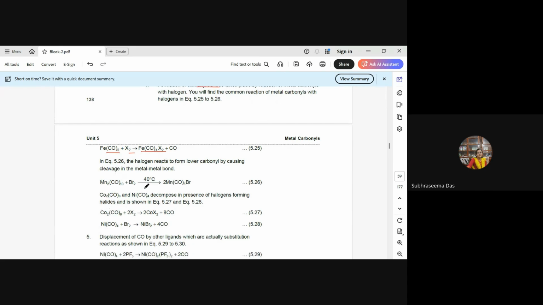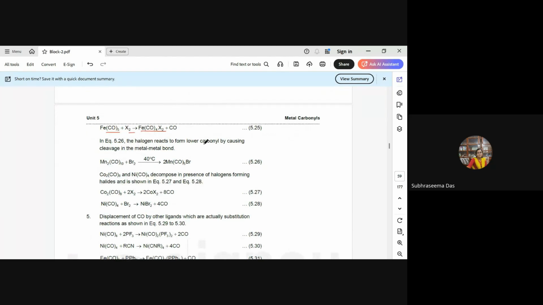Now in this given equation, Mn2(CO)10 plus bromine reacts to form a lower carbonyl by causing the cleavage of the metal bond. So in equation 5.26, you see this is a bridging carbonyl where an Mn–Mn bond is formed, and this is a polynuclear carbonyl. So when it reacts with bromine, the metal bond is cleaved and the lower carbonyl is formed.